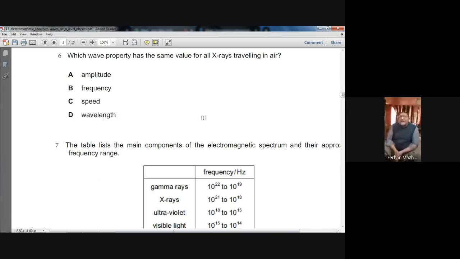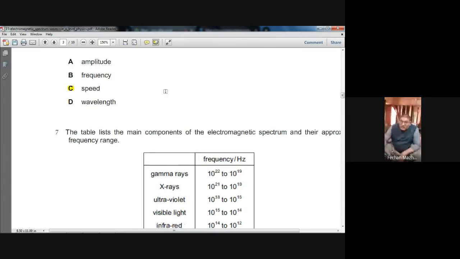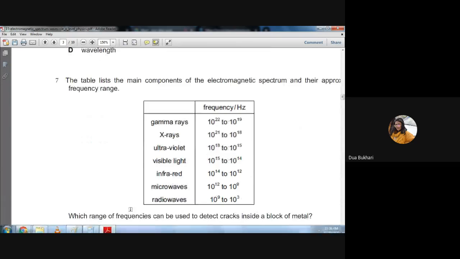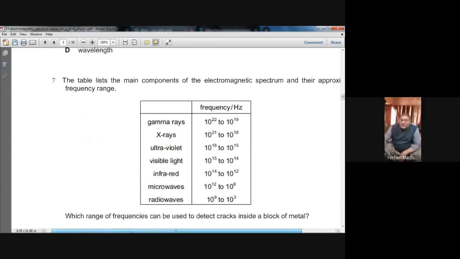Which wave property has the same value for all X-rays traveling in air? They all will have the same speed. All electromagnetic waves, when they travel through air, their speed will be the same. So the choice is C. You understand? Yes, sir. Okay.